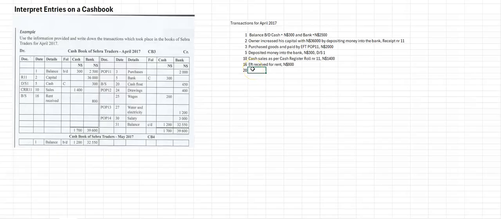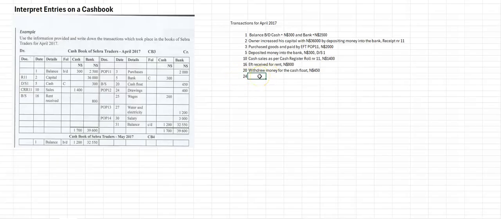So we have withdrew money for the cash float. How much was it? It was 450. And then on the 24th, that's where our drawings comes in. So I mixed up the lines a little bit.